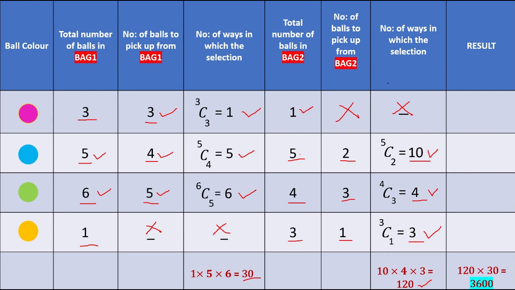Now we are asked to count the number of ways in which we can pick up these balls from bag 1 and bag 2. So by the counting principle, again we have to multiply. So that is 120 into 30, that is equal to 3600 ways. Okay, so that is the final answer.